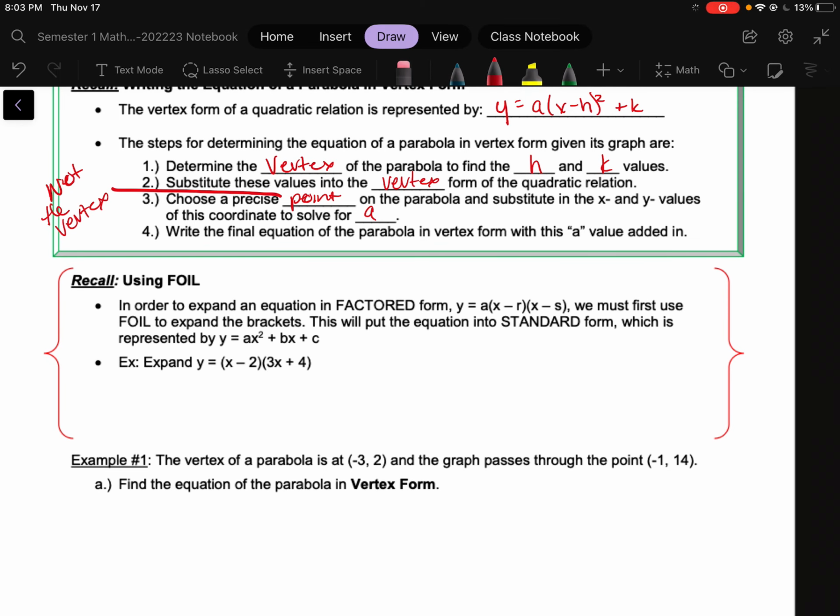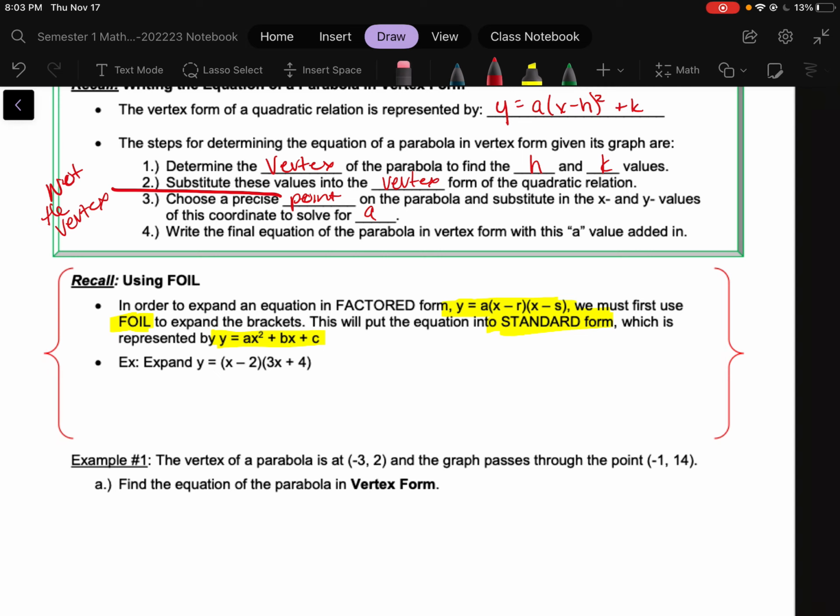So remember to recall that we always use FOIL. Whenever we are expanding an equation, when we use factored form, this equation right here, this is our factored form, we must first use FOIL in order to expand our brackets. So we don't want it in the brackets anymore. We want to get it out of the brackets. So when we do that, it's going to transform into standard form, which is represented by y equals ax to the power of 2 plus bx plus c.